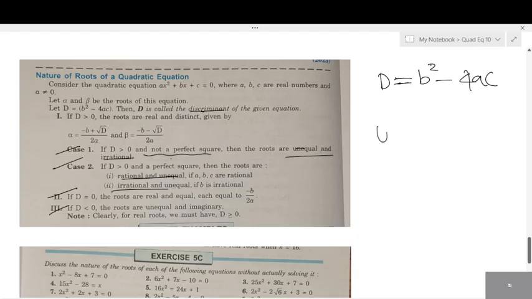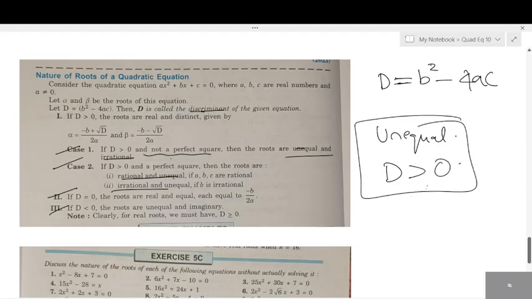Whenever they tell you the roots are unequal, students, what do you have to take? D should be greater than 0 for unequal. If they tell you the roots are equal, then what do you have to substitute? D is equal to 0. Just remember these two concepts. Very simple. Compared to 5A and 5B, 5C is very easy. Shall we start solving? Did you all understand the concept?